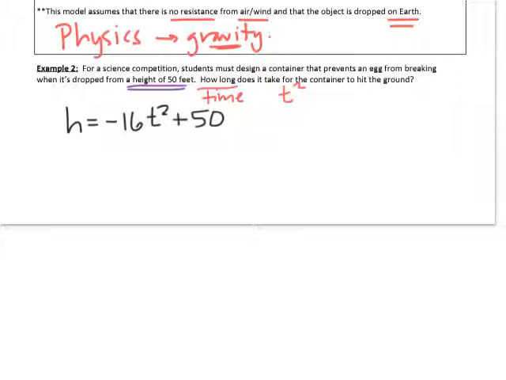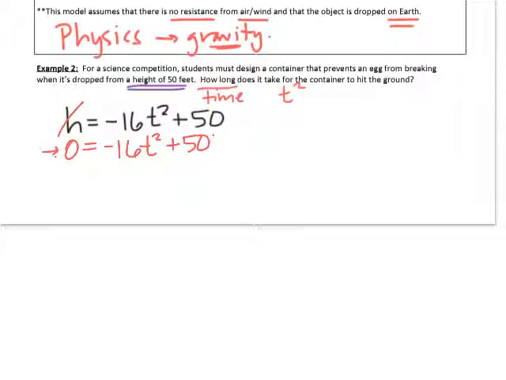And remember, when we solve a quadratic, we have to set it equal to 0. So instead of having an h over here, I'm going to make this a 0. So 0 is going to equal negative 16t squared plus 50. And besides that, when the egg hits the ground, it is going to be at 0 height. So that's what we're measuring, from 50 feet up to 0 feet, the actual ground. That's why we were going to make h into 0.